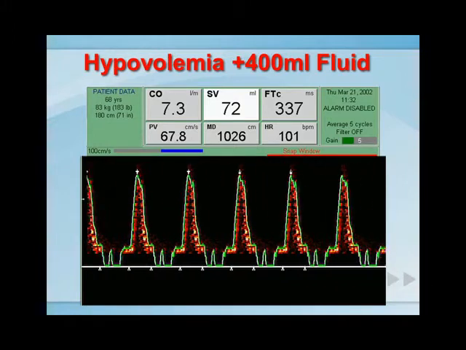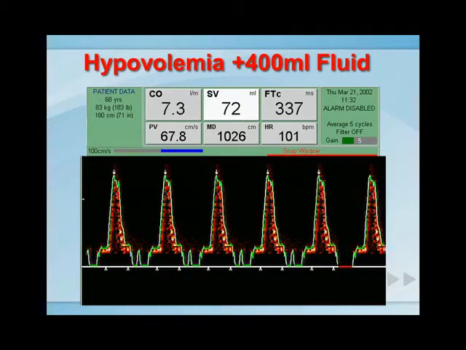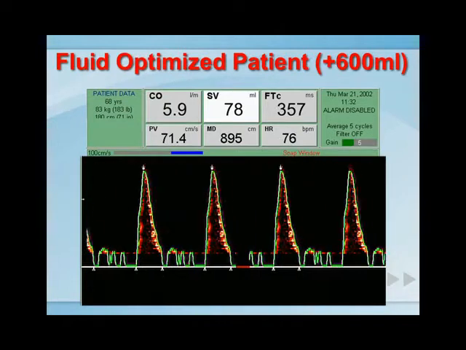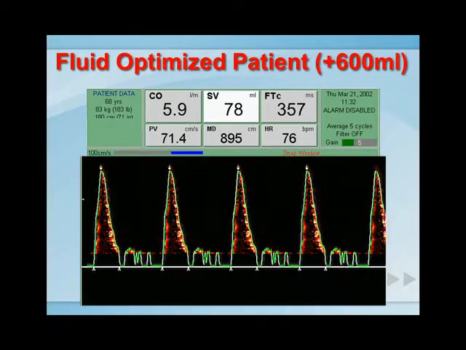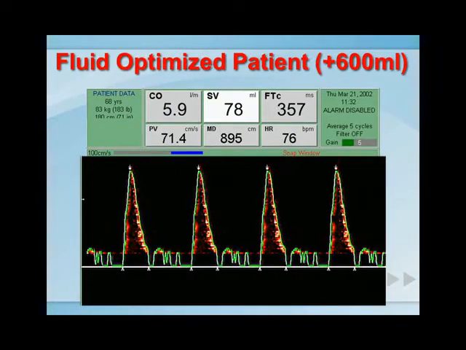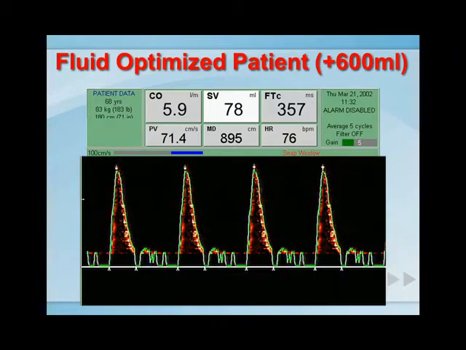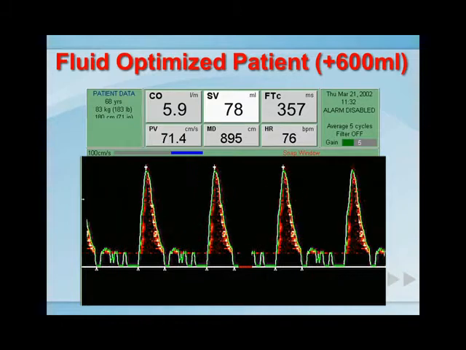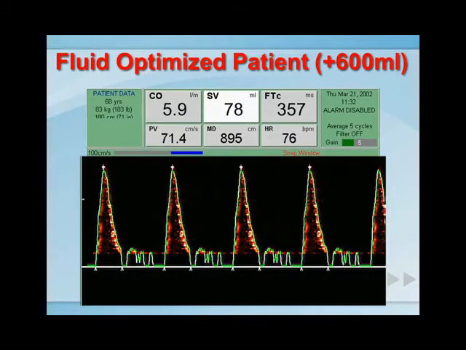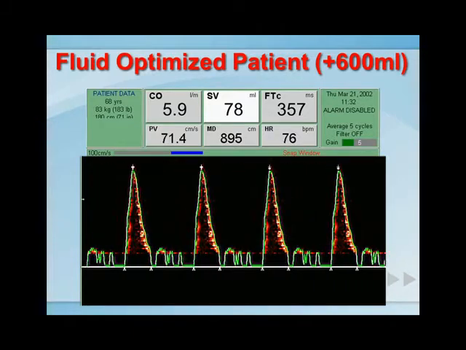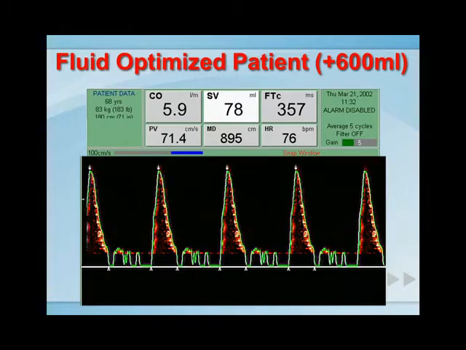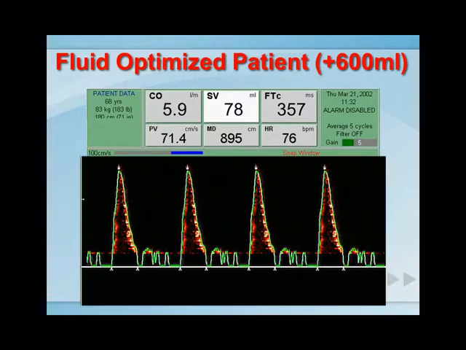A third aliquot of 200 cc fluid bolus is required. The patient is now optimized after 600 cc's of fluid. The stroke volume has increased by only 8%, and the corrected flow time by less than 6%. You have achieved the top of the Starling curve. Fluid administration should stop, and the patient should be monitored for any ongoing changes.